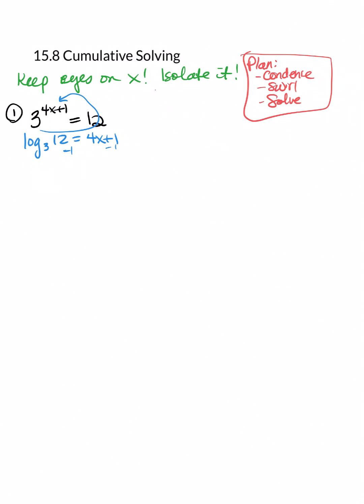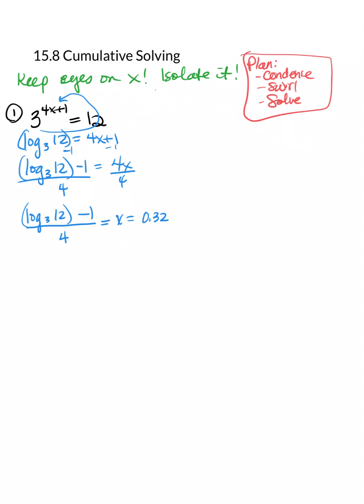Now we're going to subtract 1 from both sides. Now keep this together. That's log base 3 of 12 minus 1 equals 4x. Don't subtract the 1 from the 12. That's a no-no. Divide by 4. And then we're going to put this in our calculator. So do the log base 3 of 12 in your calculator, hit enter, then hit minus 1, enter, then hit divide by 4. When you do that, I get 0.32. You should try it, see if that's what you get.